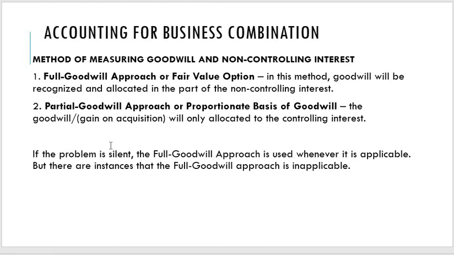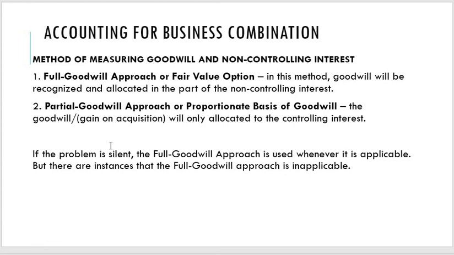So we'll discuss a method of measuring goodwill and non-controlling interest. This is very important in accounting for business combination to determine the method of measuring goodwill and non-controlling interest. So there are two methods in measuring goodwill and non-controlling interest. We have the full goodwill approach, or fair value option, and the partial goodwill approach, or proportionate basis of goodwill.